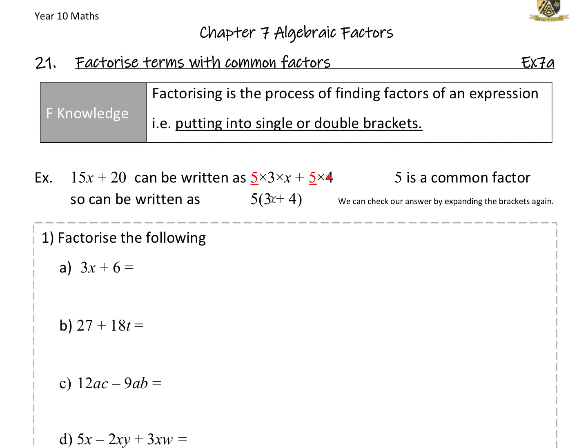And if you look at those two written out in a factorised form, you can see 5 is a common factor. 5 divides into 15x and 5 divides into 20. So 5 is a common factor. So this 15x plus 20 can be written as 5 times then 3x plus the 4. And to check your answer, you can expand out the brackets.